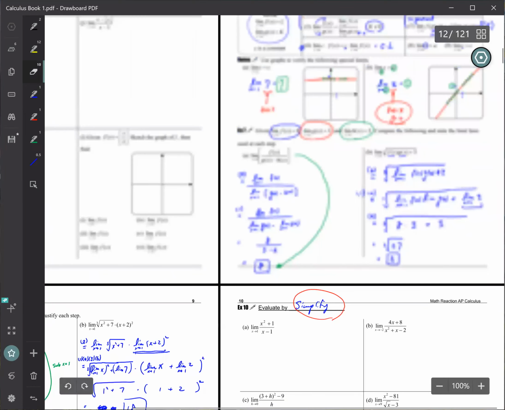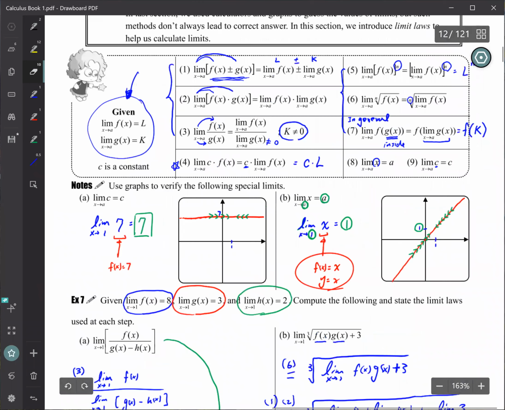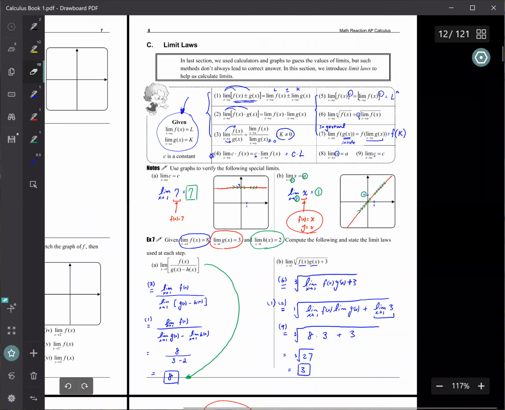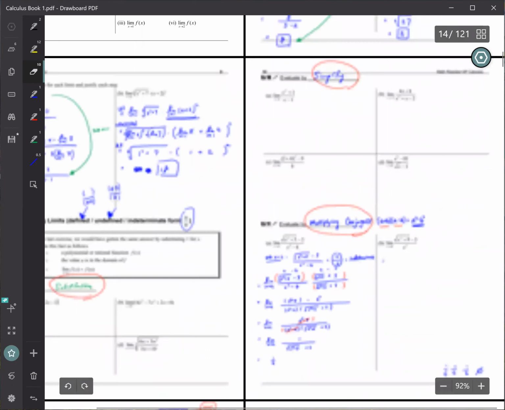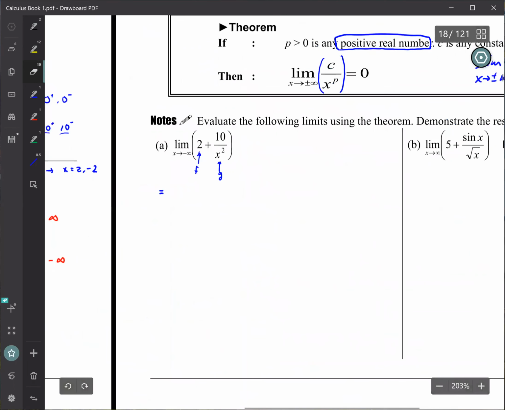Oh wait, just kidding. Law 9. It's just going to be the constant itself. The one where I can put it to the front if it's multiplying is law number 4. Law number 9, if it's a constant, will just stay there. So the answer for the first part will be 2.